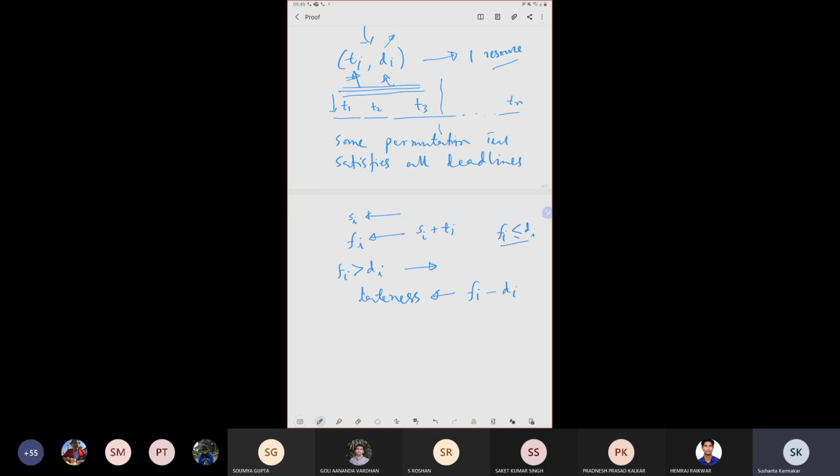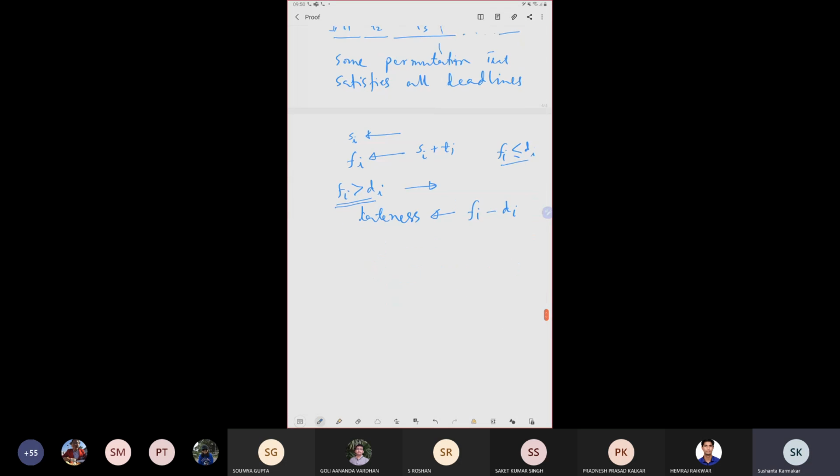But in case Fi is greater than Di, this term has some value. Fi minus Di has some value, and that defines the lateness. If Fi is less than or equal to Di, then it is earliness. Earliness I do not consider, because I finished early, I'm good, I'm happy. I only care about the lateness.